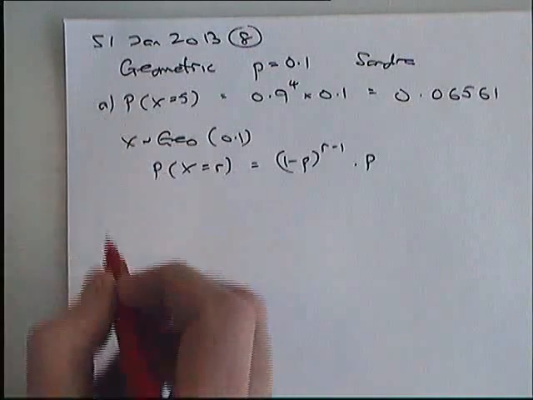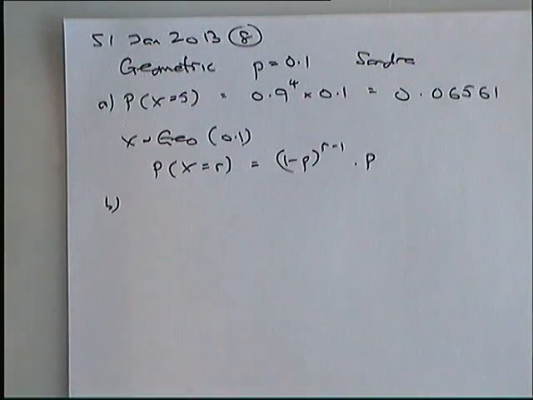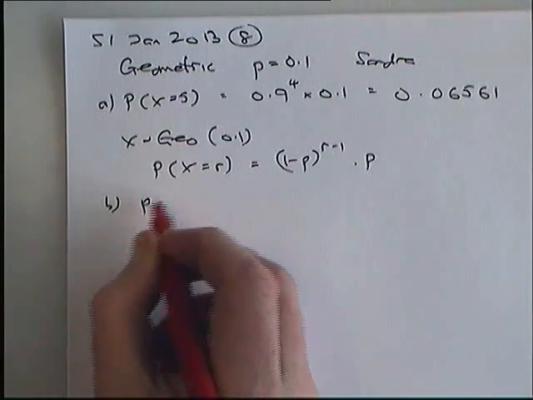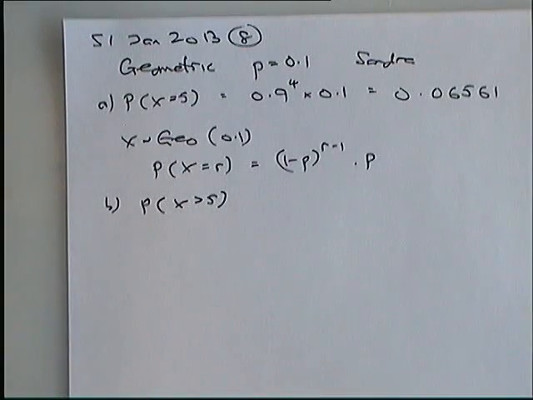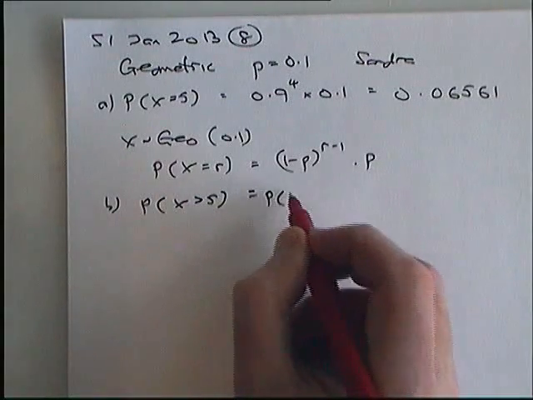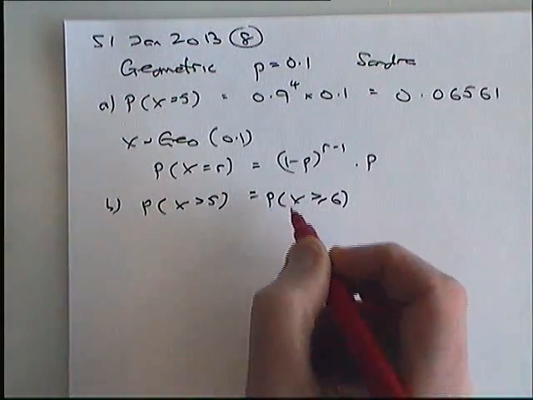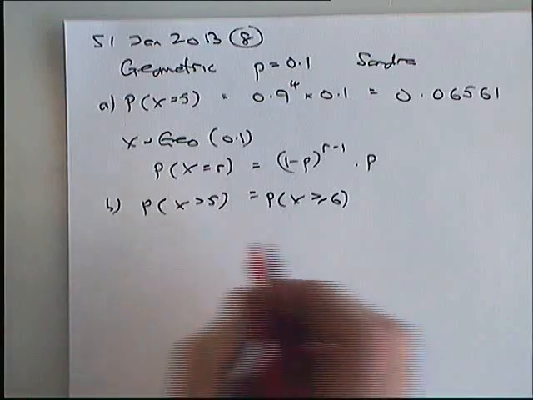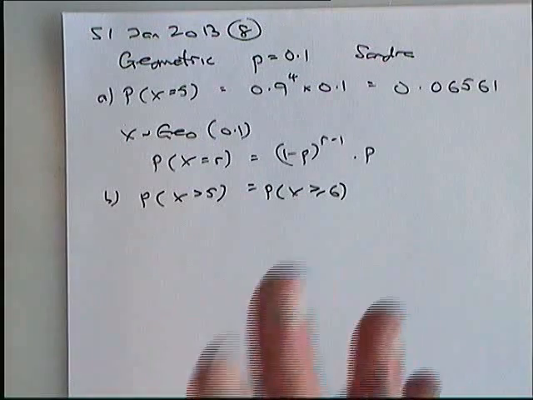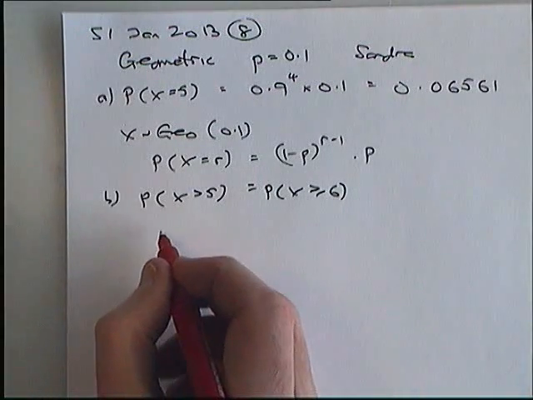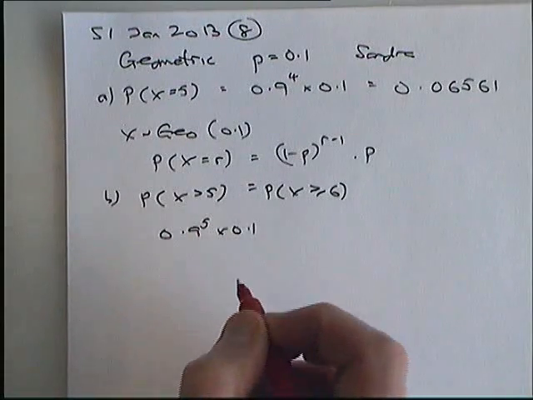That was part A. Part B says the first time she succeeds is after her 5th attempt. So the probability of x is greater than 5, where x is her first success. And that's the same as thinking the probability her first success is on attempt 6 or after. So the probability x is greater than or equal to 6. Well, the probability x equals 6 is 5 failures and then a success.